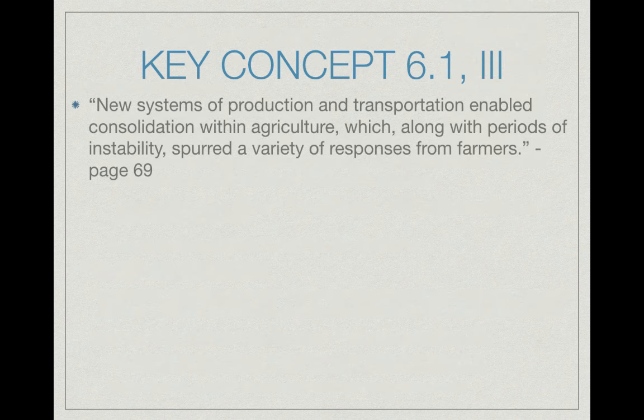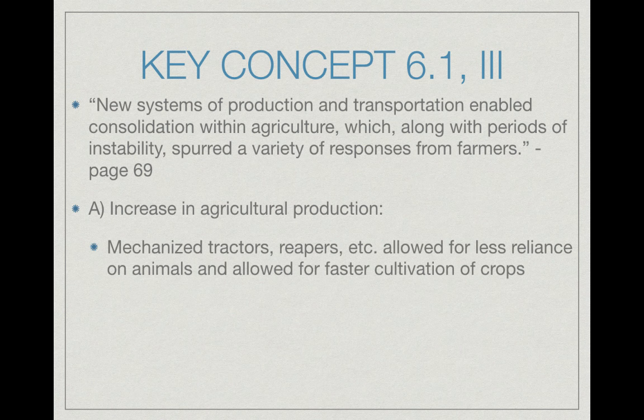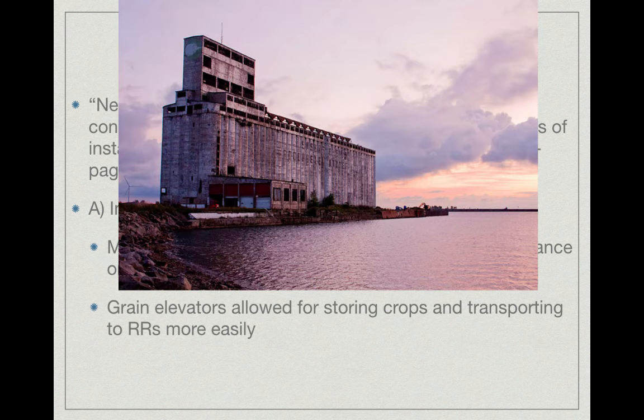Continuing with Key Concept 6.1, Roman numeral 3 states new systems of production and transportation enabled consolidation within agriculture, which, along with periods of instability, spurred a variety of responses from farmers. So we have an increase in agricultural production, mechanized tractors, reapers, etc. They allowed for less reliance on animals and allowed for faster cultivation of crops. They were steam powered and then eventually gas powered.